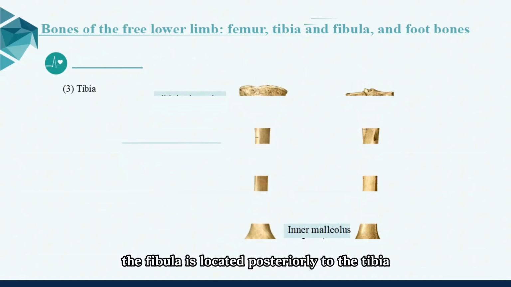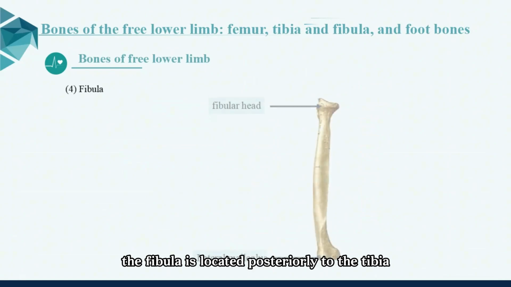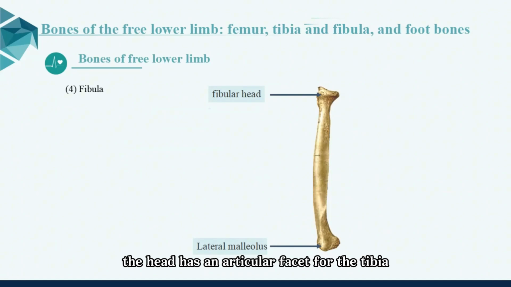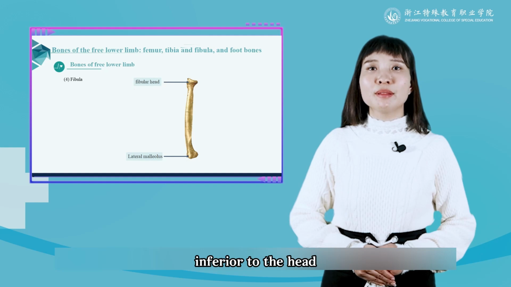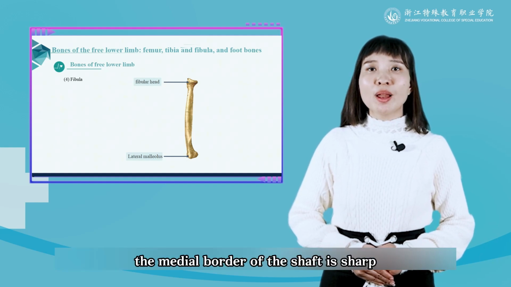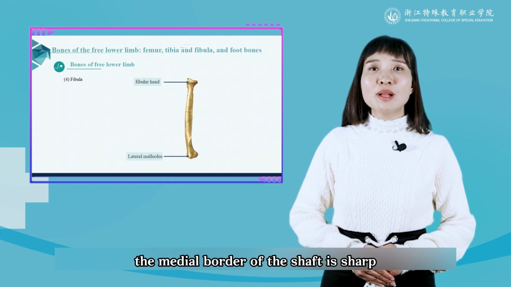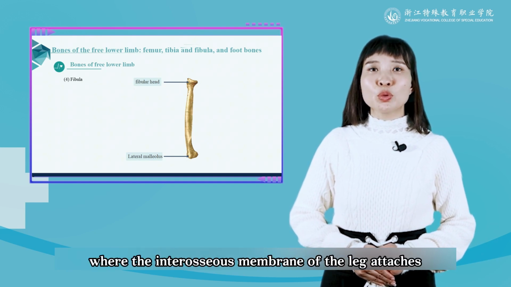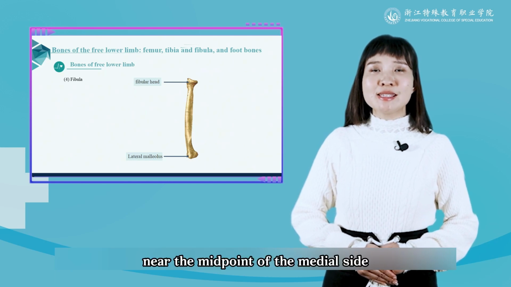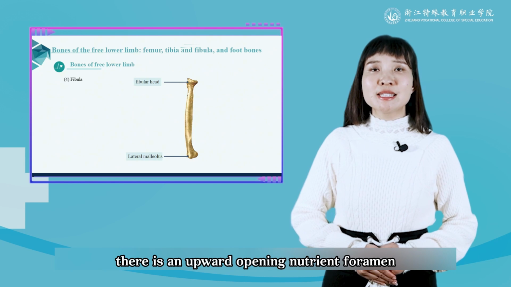The fibula is located posterolaterally to the tibia. It is a slender long bone. Its proximal end is slightly enlarged, forming the head of the fibula. The head has an articular facet for the tibia. Inferior to the head, it constricts, forming the neck of the fibula. The medial border of the shaft is sharp, forming the interosseous border, where the interosseous membrane of the leg attaches. Near the midpoint of the medial side, there is an upward opening nutrient foramen.